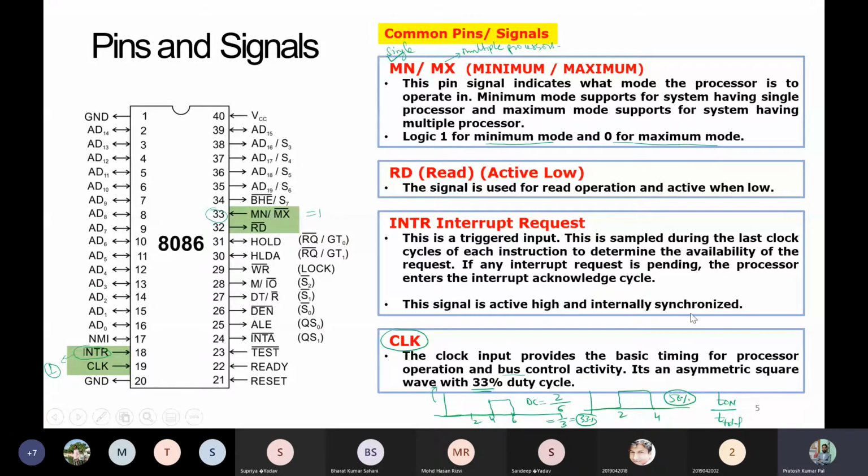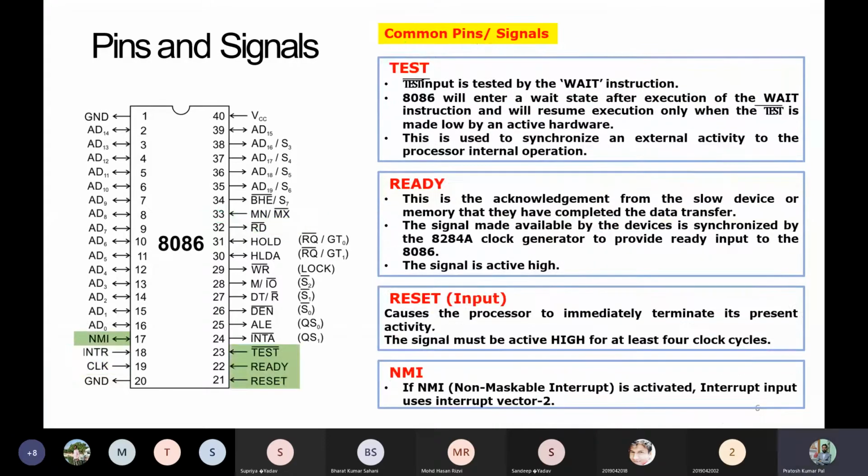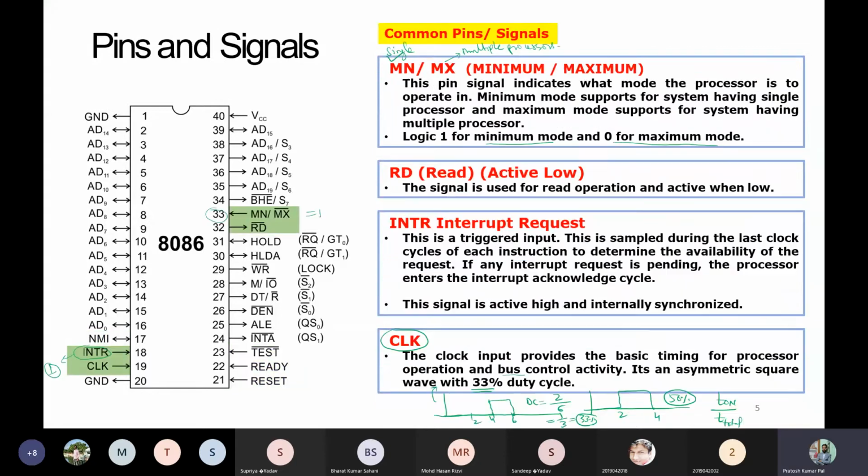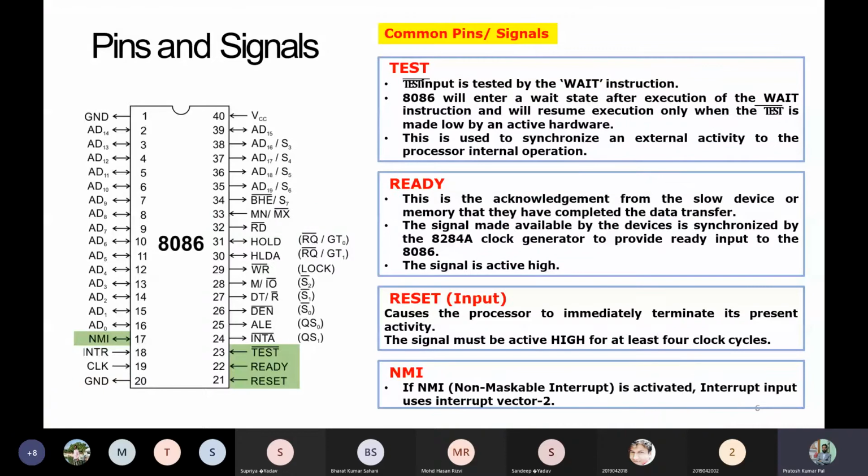Okay, so in the previous class we were discussing the pins of 8086. Up to clock we have discussed. The next pins are test, ready, reset and NMI.